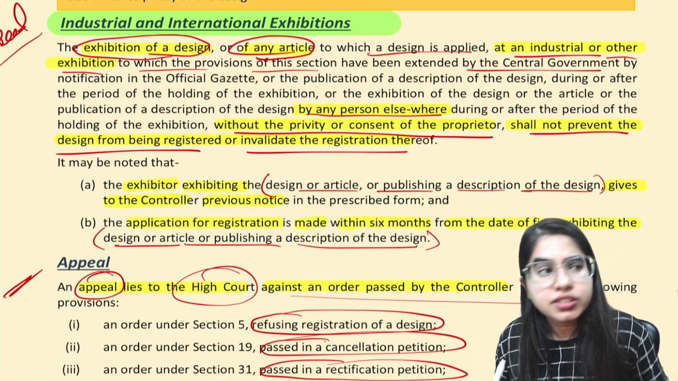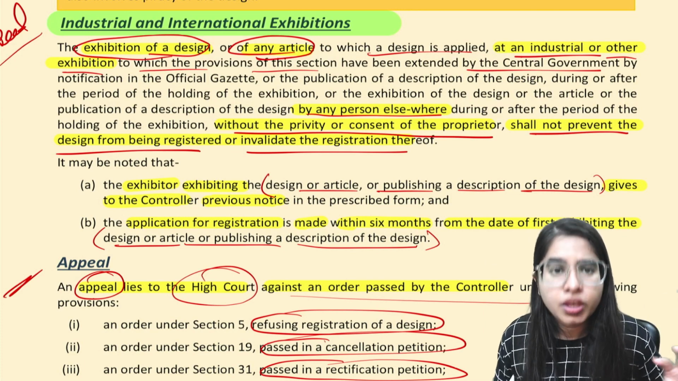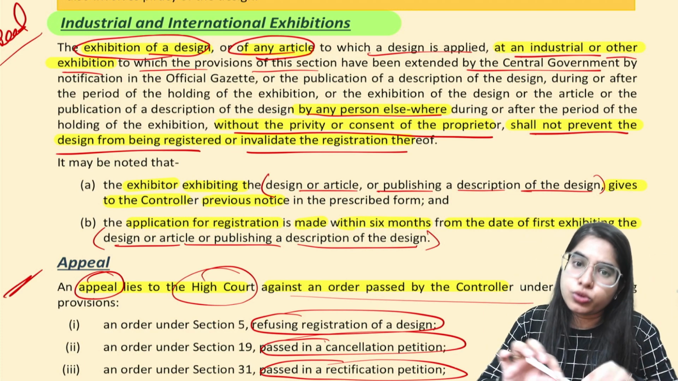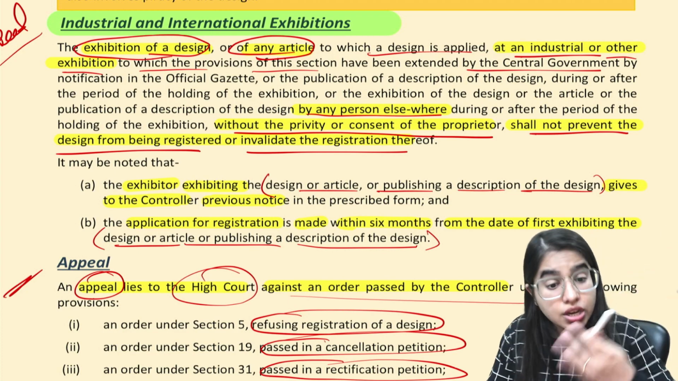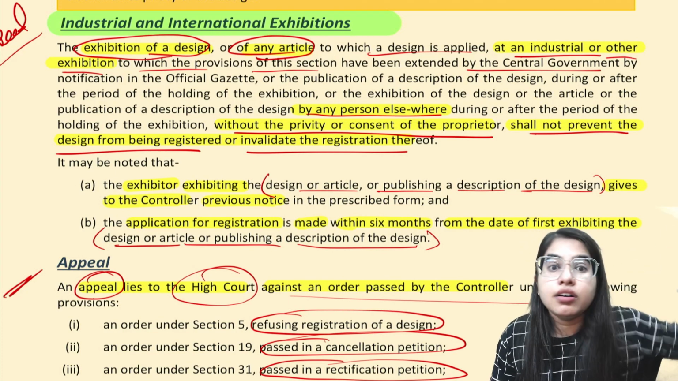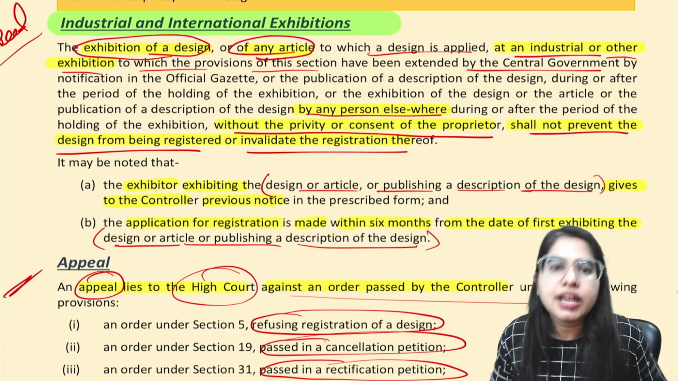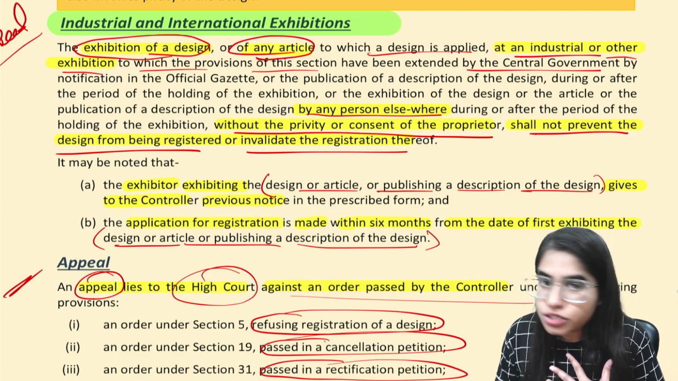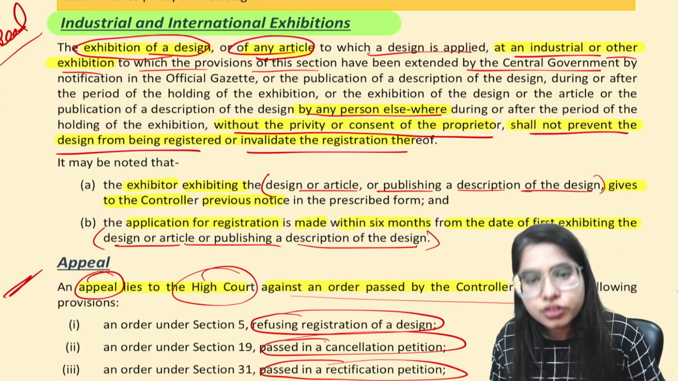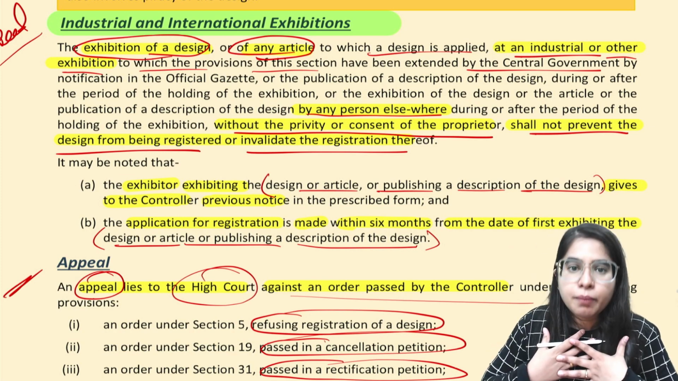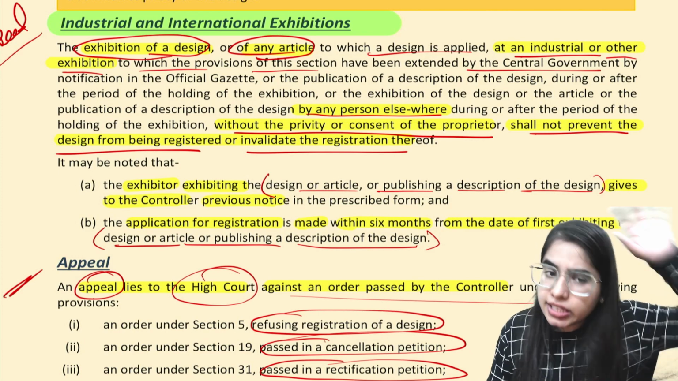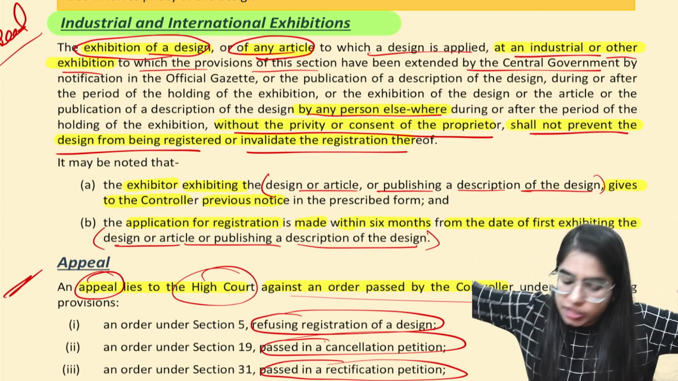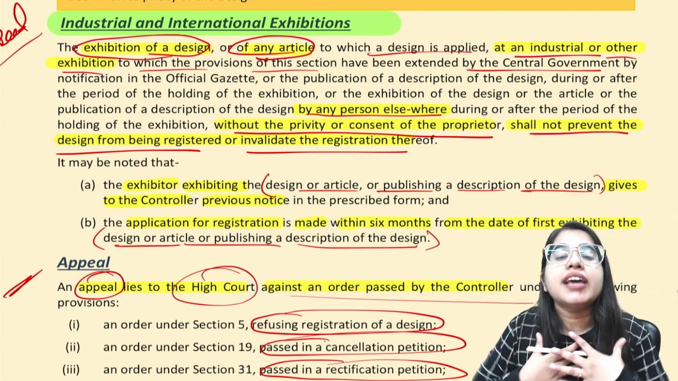Meanwhile, what happened? Central government did one exhibition. In that exhibition, they showed the same design, published my design in that exhibition. Does it mean that the controller will reject my registration? No. Just because my design is shown in an exhibition, either by central government or by any other person, it doesn't mean that they will cancel my registration.